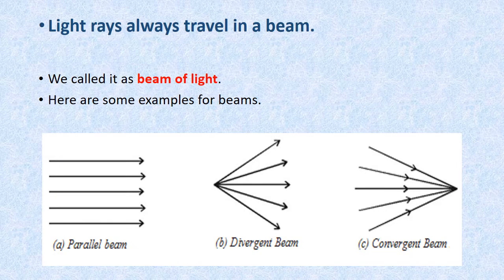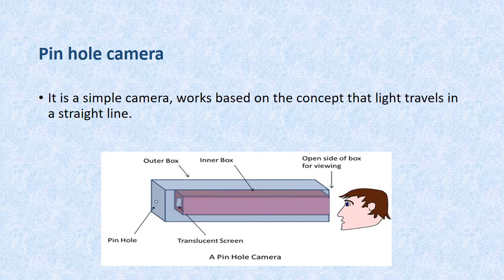So, light rays always travel in a beam. We call it a beam of light. There are some examples of beams, such as parallel beams, divergent beams and convergent beams. So just remember this.